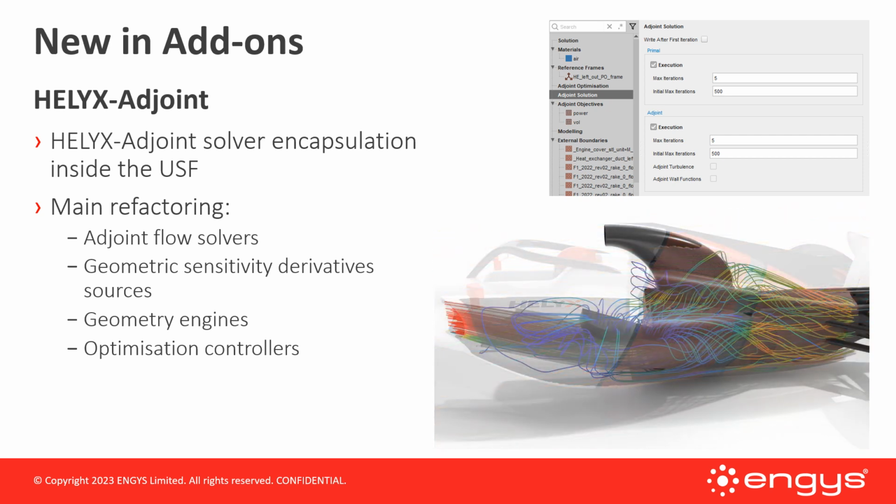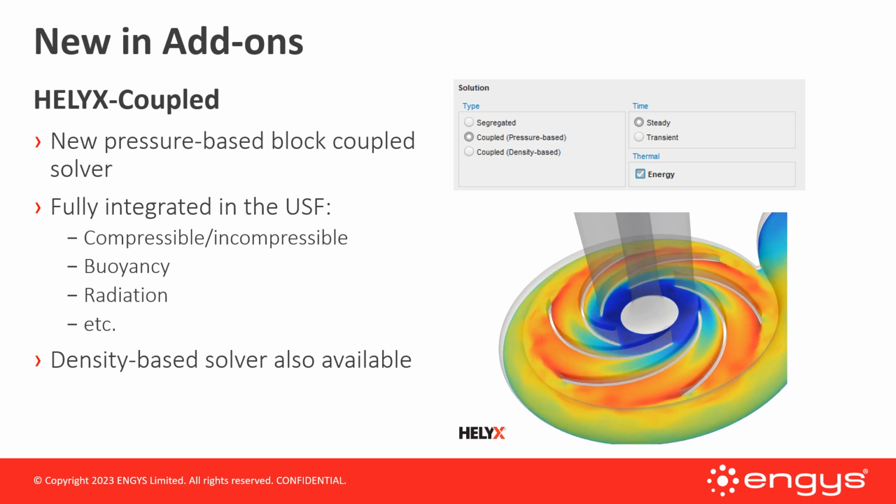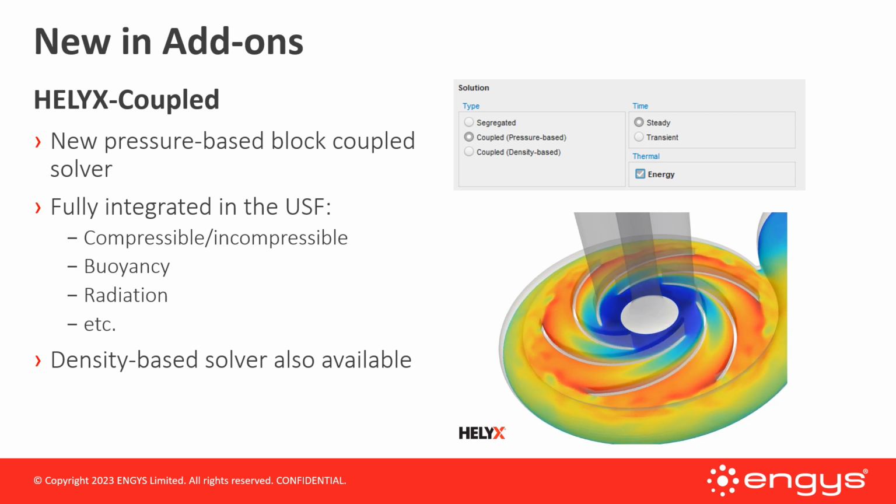geometric engine exists. With respect to our Helix coupled additional module, we have available a compressible pressure velocity coupled solver plus other solvers in segregated algorithm like energy solver, passive scalar solvers, and so on. The coupled solver in this new version is completely USF compatible, accounting for physics such as compressible and incompressible flows, buoyancy flows, radiation, and etc. Density-based solvers are also available.